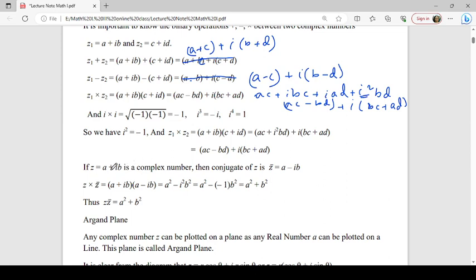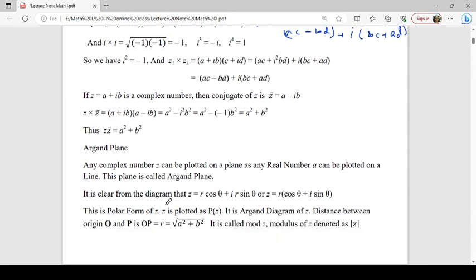z bar is the conjugate. So if z is equal to a plus ib, the conjugate is z bar: the real part is the same, and in the imaginary part we change the sign. When we take the product z into z bar, it is a plus ib into a minus ib. It is a square minus i square b square, and in place of i square we write minus 1, so this becomes real. It is a square plus b square. So z times z bar is equal to a square plus b square.